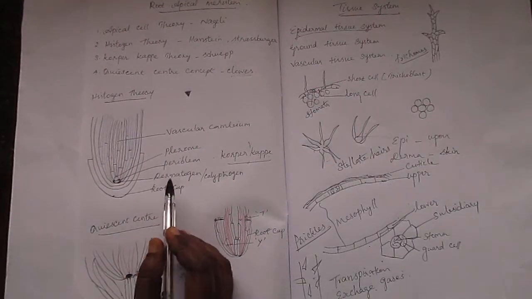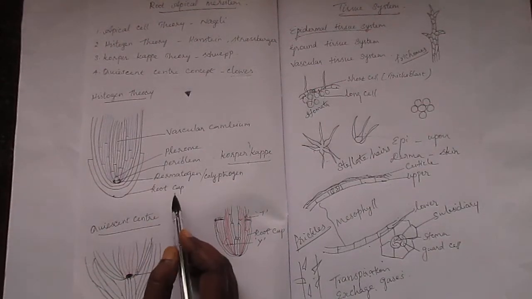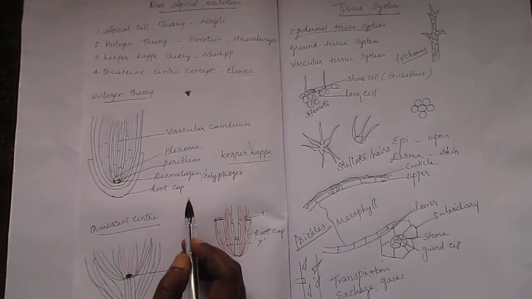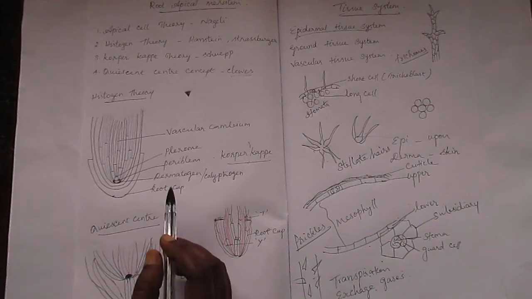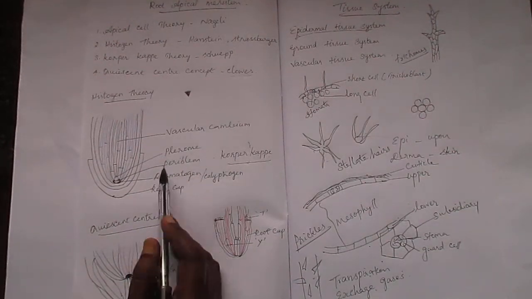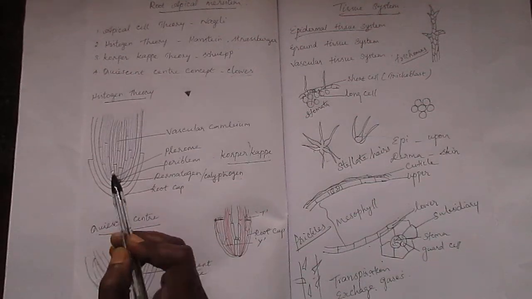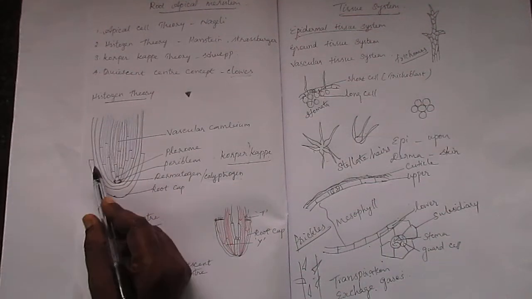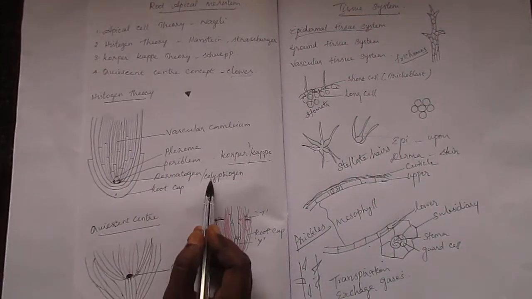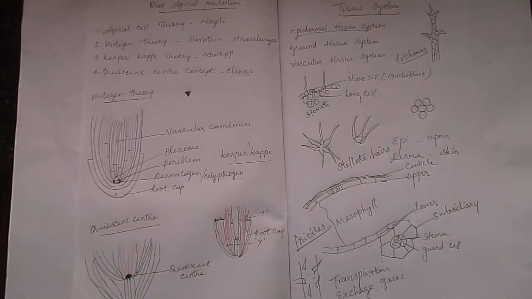You know very well there are 3 different regions revealed in the root, stem and leaf. They are epidermis, cortex and stele, which are derived from these various regions. And this calyptrogen, it gives the root cap. Root cap derives from the calyptrogen. So histogen theory states these regions.